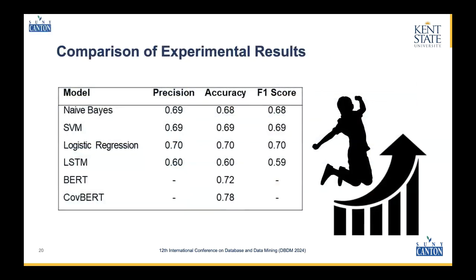Again, here this is a graph showing the accuracy metrics for all the models, and we can see CovBERT gives an accuracy of 78%, and the model just below CovBERT is the BERT model, which shows an accuracy of 72%. So CovBERT does show a significant improvement from the BERT model in identifying COVID-19 related discourse on social media platforms.